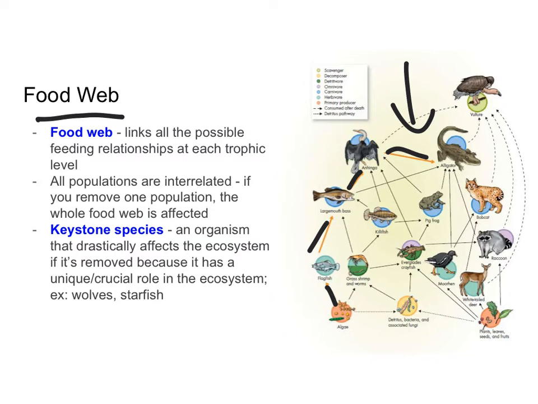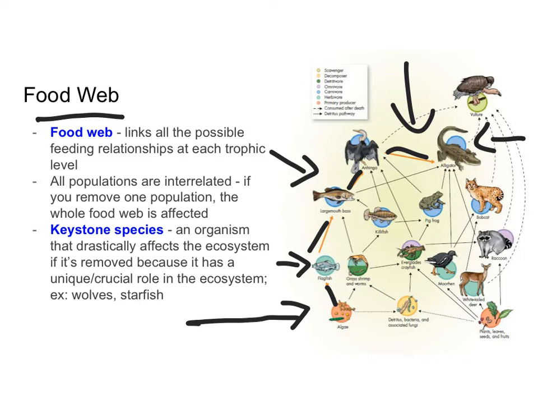I want you to notice a few things. We have our producers on the bottom, followed by our primary consumers, followed by our secondary consumers, and finally, if we had a tertiary consumer, they would be on top. And also, all of the arrows are pointing in the direction of energy flow.